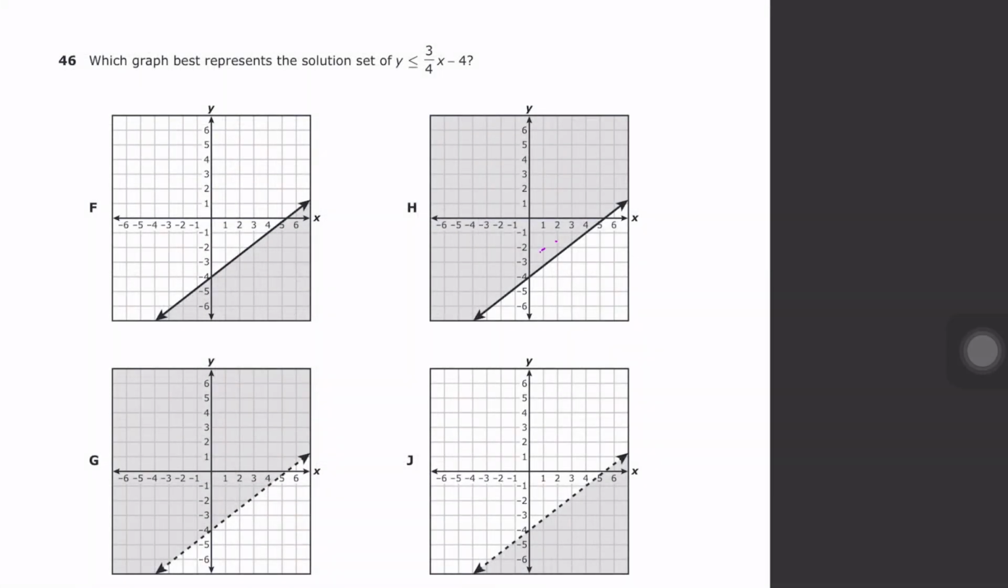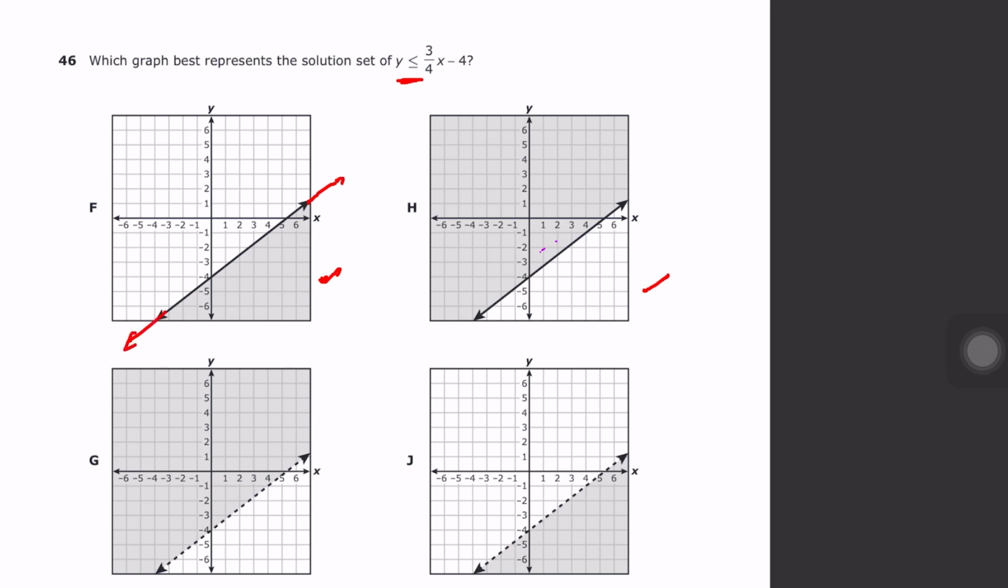Now 46th: which graph best represents the solution set of y less than or equal to 3 by 4x minus 4? Among these four graphs, because it has a less than or equal to sign, it should be a solid line. So it will be between F and H. In these two you should get a correct answer. Now x will take all different values, from all sorts of values. You can see it's going to infinity on this side and on this side also.